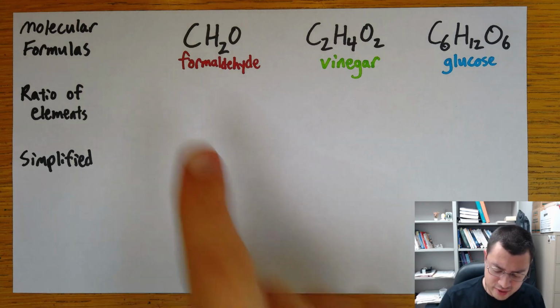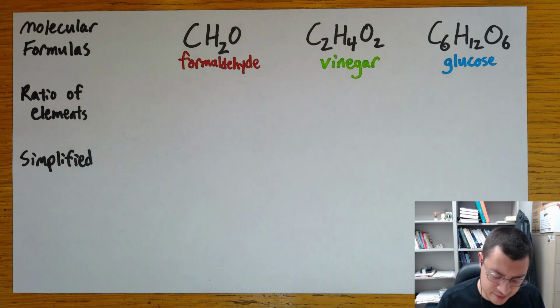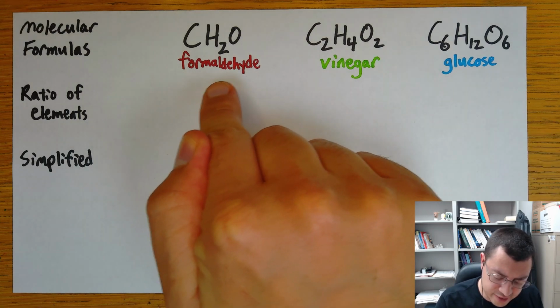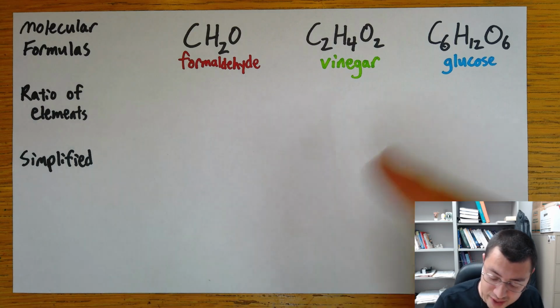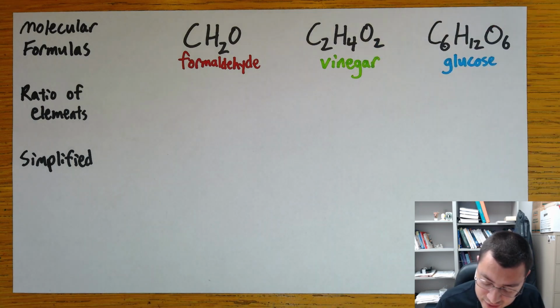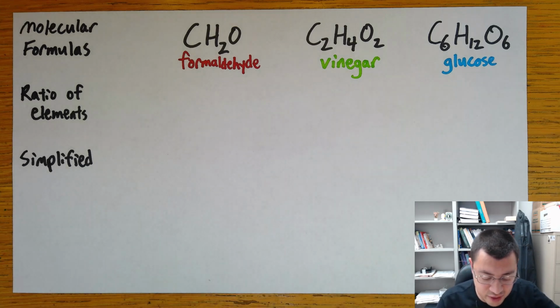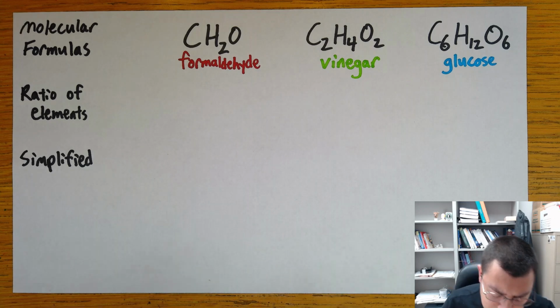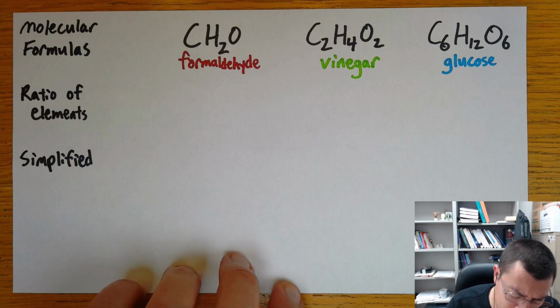What could formaldehyde, vinegar, and glucose possibly have in common? Formaldehyde is a poison and will preserve biological specimens. Vinegar is a seasoning, and glucose is sweet and yummy. So what on earth could these have in common? Let's figure that out and maybe learn something along the way about chemical formulas.